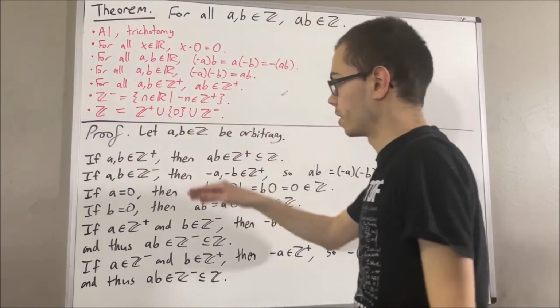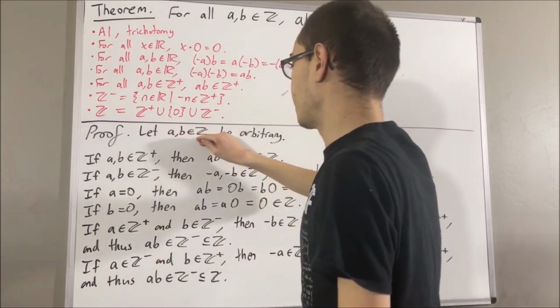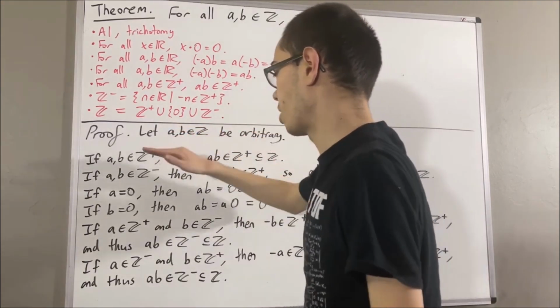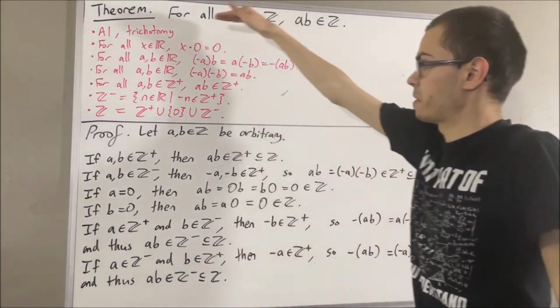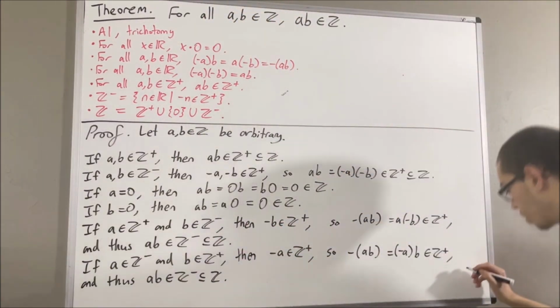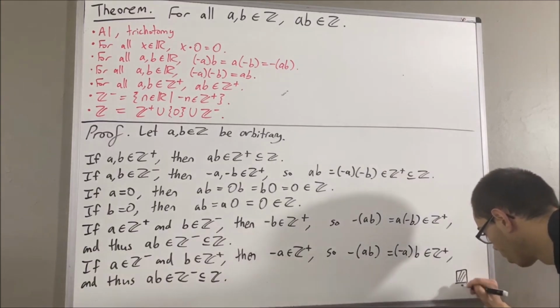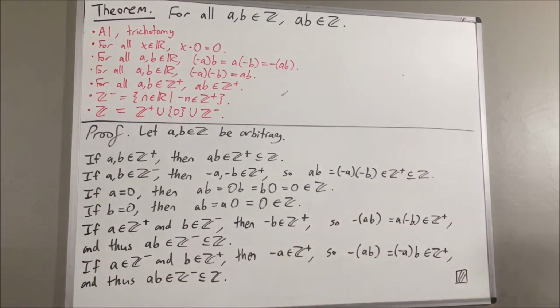So this shows if a and b are any two integers, then no matter what, we have a times b is an integer. And that is exactly what we wanted to prove. So this completes the proof. And so yeah, that's pretty much it for this video.